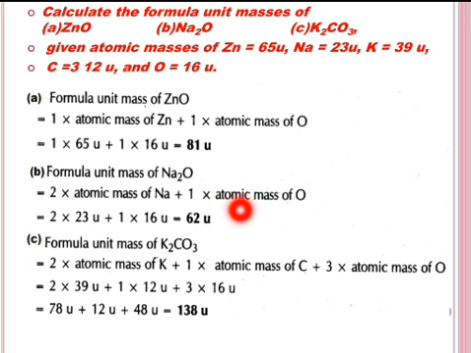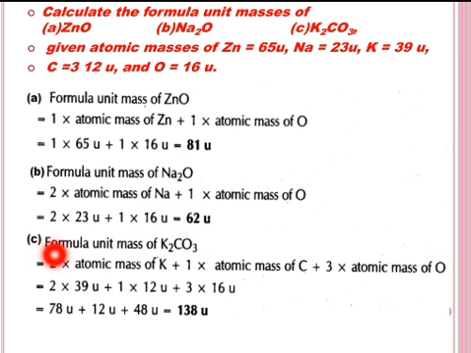What is atomic mass of oxygen? 16 U. So multiply 16 U with 1 because there is one oxygen atom. Now add up the atomic masses of sodium and oxygen atoms. So by adding the atomic masses of sodium atoms and oxygen atoms present in this compound, you will get the formula unit mass. So formula unit mass of Na2O comes out to be 62 U.